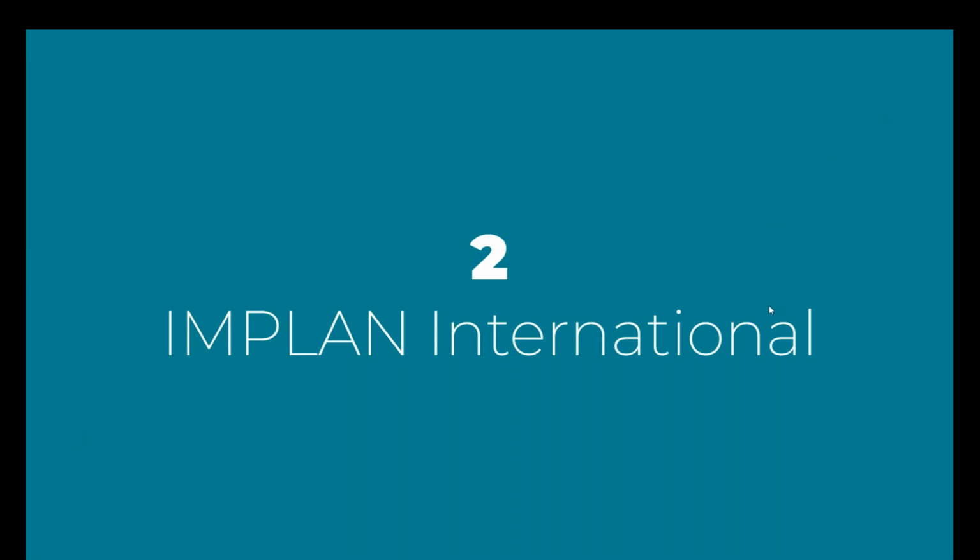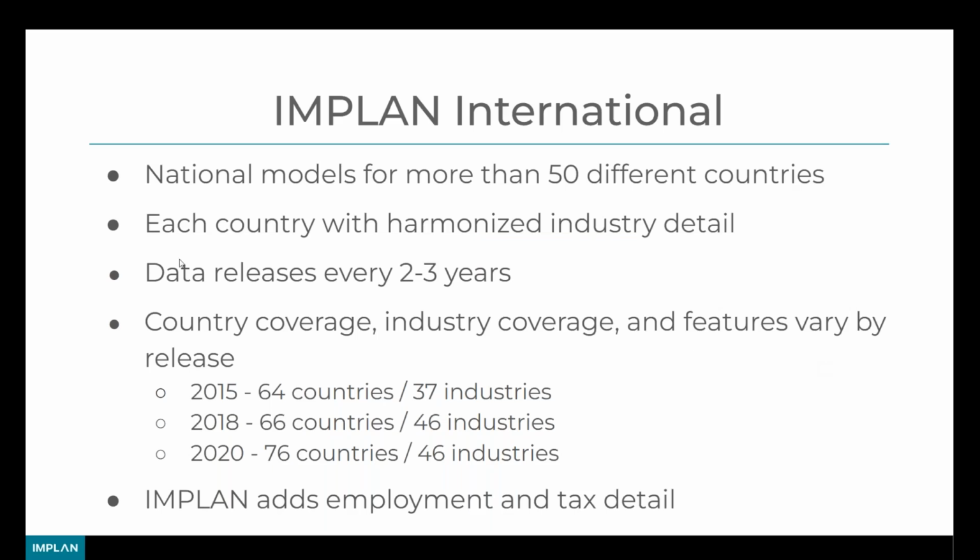Thanks, Michael. So before getting into the details of the 2020 release, I want to take a moment to provide a high-level overview of our international product. The international product contains national input-output models for more than 50 different countries, with each harmonized industry detail. We release data about every 2 to 3 years as data becomes available from our raw data source, the OECD input-output tables. Country coverage, industry coverage, and the features vary from release to release depending on the availability of data at the time of data production.